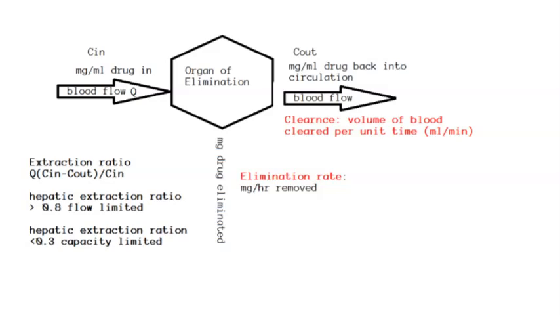When we talk about elimination, we usually talk about rate of elimination equals amount of drug eliminated from the body per unit of time, for example, milligrams per hour. When we talk about clearance, we talk about a theoretic volume of fluid cleared of drug per unit of time, for example in milliliters per hour.